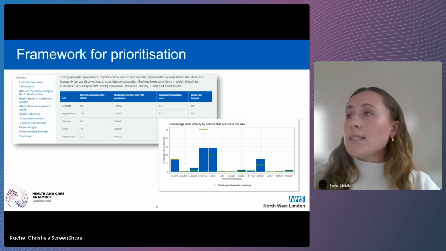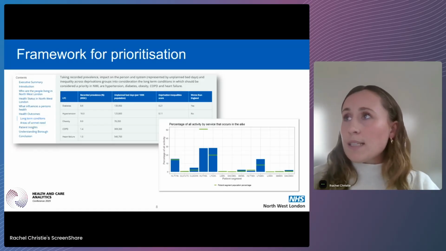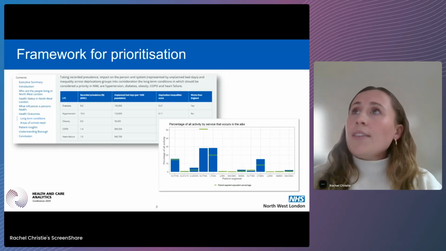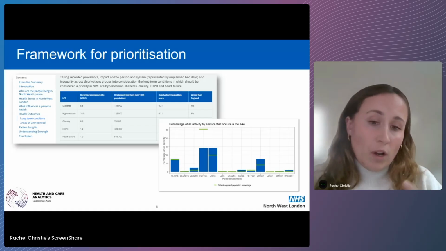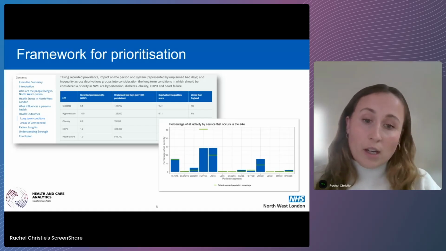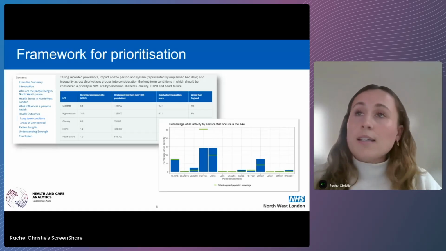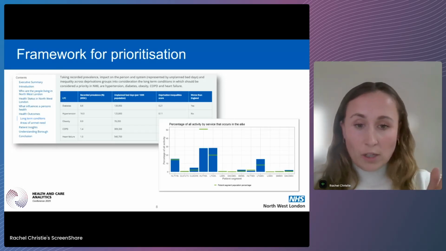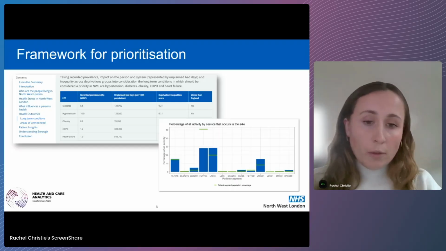So, for example, that's diabetes, hypertension, obesity, COPD, and heart failure. And this really creates that key framework for how we might prioritise some specific areas. However, just looking at those specific long-term conditions is only part of the problem.